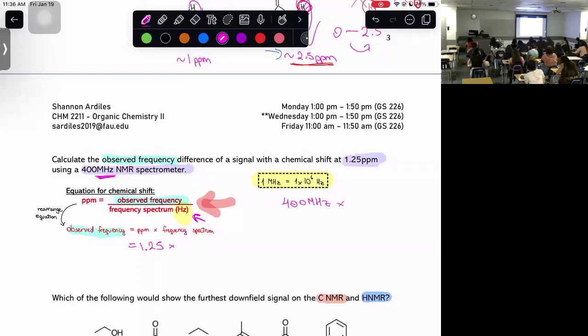Megahertz times 10 to the 6 hertz over 1 megahertz. So you just cross out your units, and then you're left with 400 times 10 to the 6 hertz. Now everything is in hertz. Now I can plug it back in.